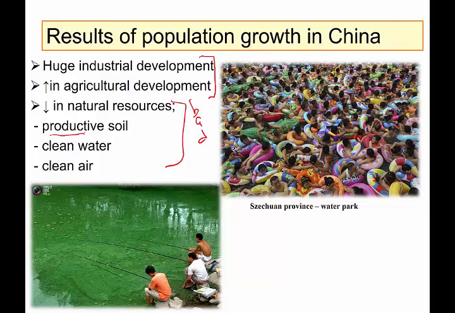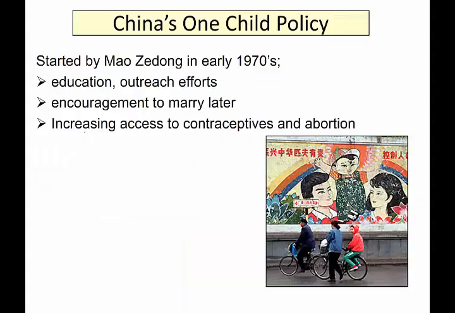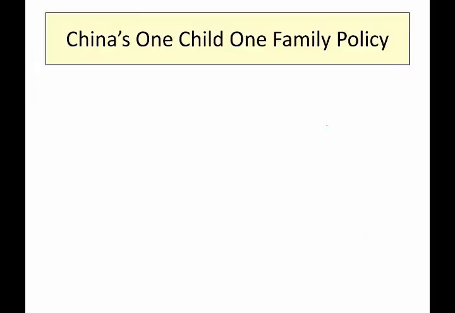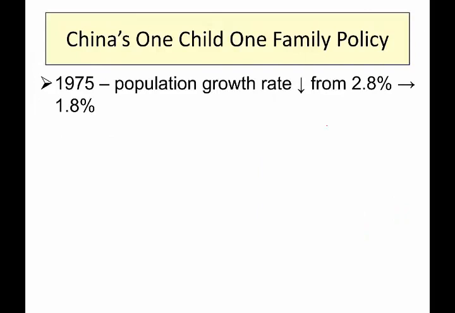So Mao Zedong came up with this policy called China's one-child policy, and it started in the early 1970s, and it was spread through education and outreach efforts, encouragement of women to marry later, and increasing access to contraceptives and abortion.